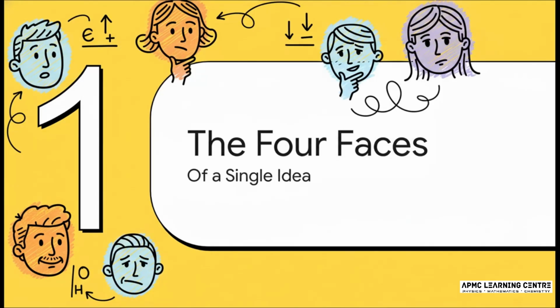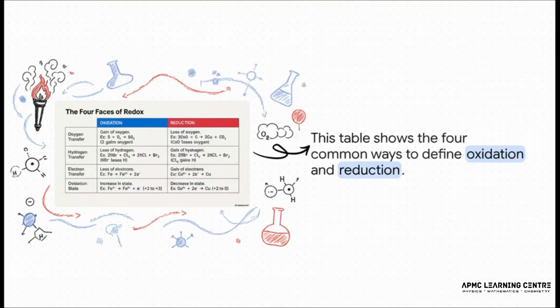Okay, so let's get right to the source of the problem. You know, the reason this whole redox thing can feel so tricky is that you're often taught like 4 different definitions all at once. It makes it seem like 4 separate topics, but they're not. They're just 4 faces of one single core idea. You've probably seen a table like this, right? The 4 common ways to define this stuff.